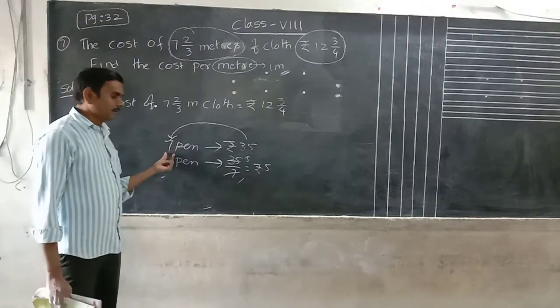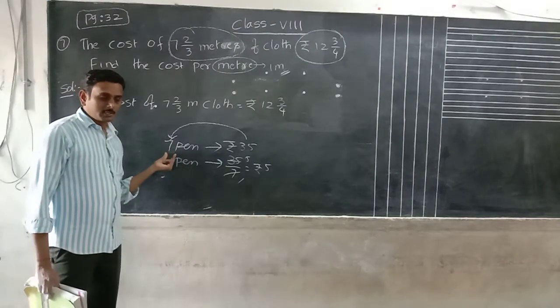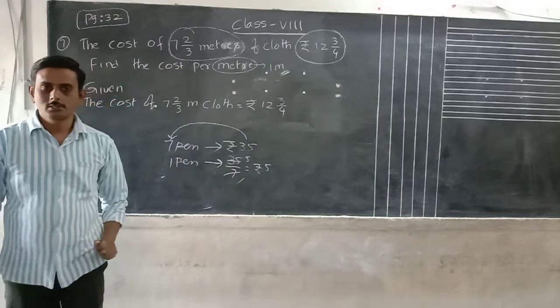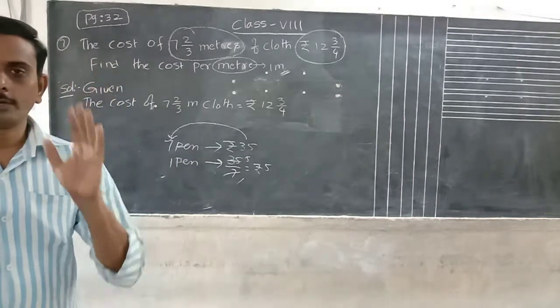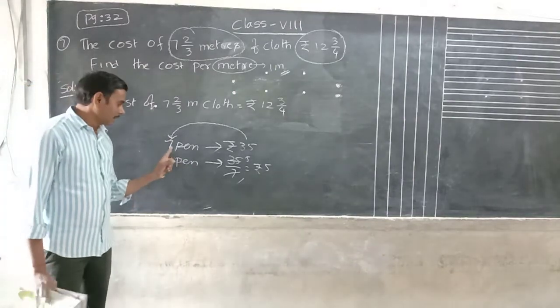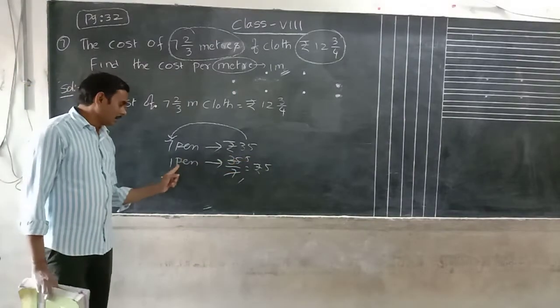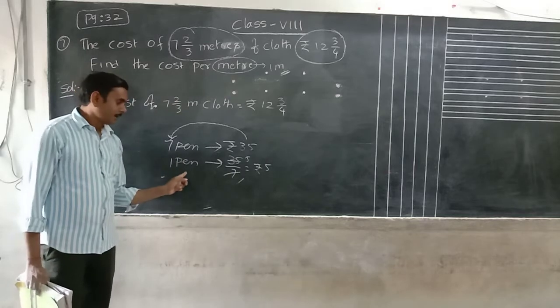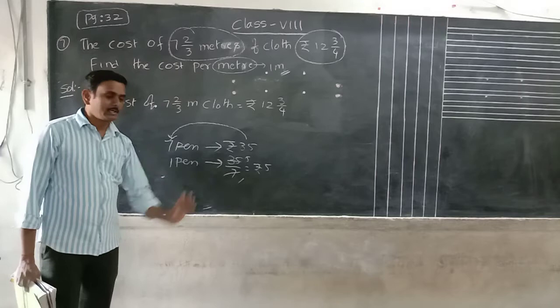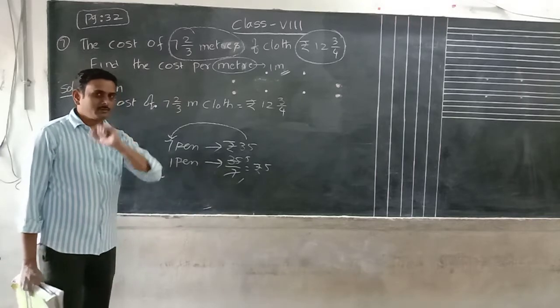If you know the total cost of the articles and want to find one article's cost, divide the total cost by the number of articles. 7 pens cost 35 rupees. Then what is the cost of 1 pen? 35 by 7, we will get 5 rupees. The cost of 1 pen is 5 rupees.